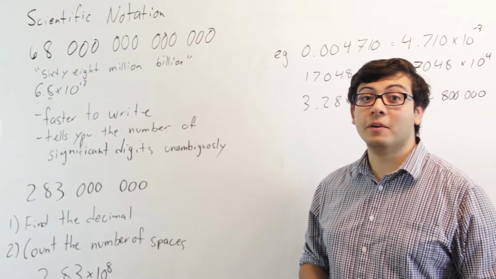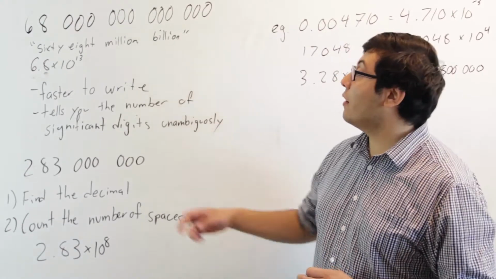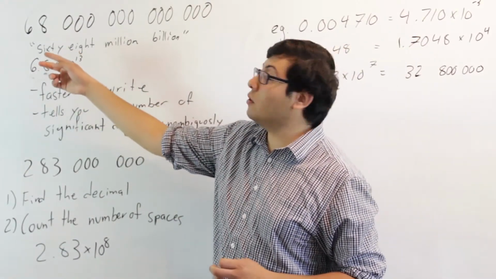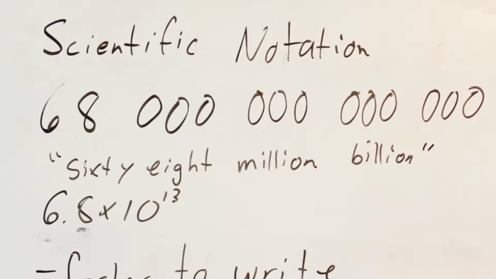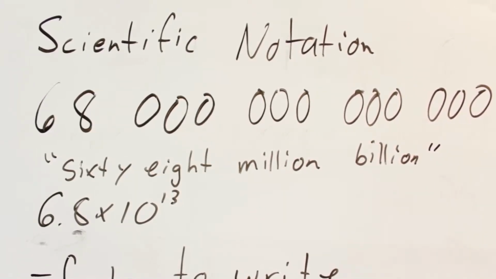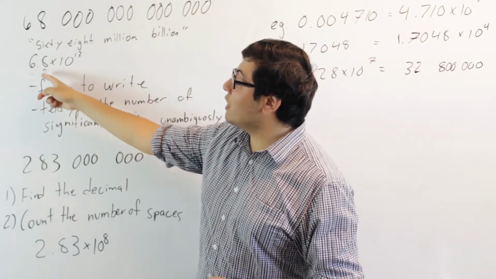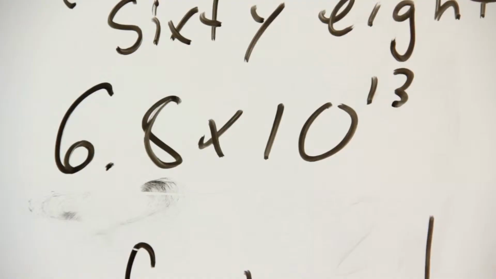So lastly, we're going to talk about scientific notation. So scientific notation is useful when you have very big or very small numbers. So over here I wrote a very big number, right, as 68 million billion. So nobody goes around talking like that in the scientific community, so we have a shorthand of writing it. So the shorthand notation would look something like this.